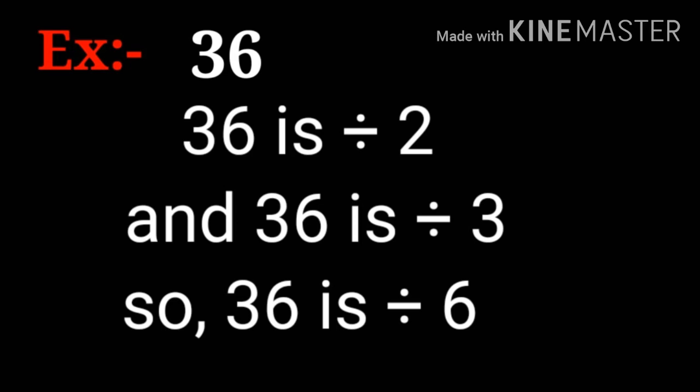36 is divisible by 3. In this example, the given number 36 is divisible by both 2 and 3. So, the given number 36 is divisible by 6. In this example, we have seen that the given number is divisible by both 2 and 3.